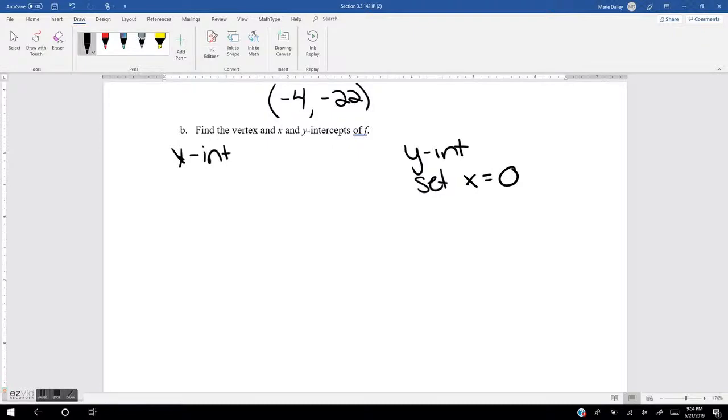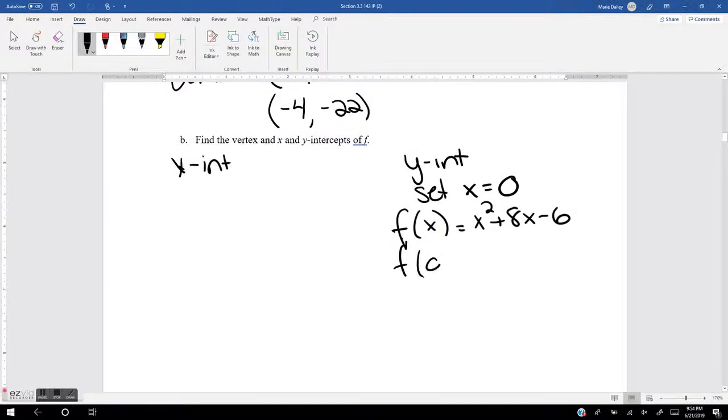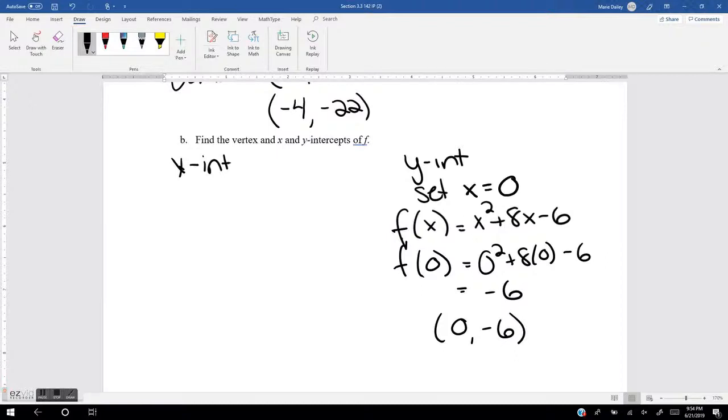solve for y. Now, my personal preference is I like to go ahead and use the original expression, the original function, x² + 8x - 6, to find my y-intercept. So that's going to be f(0), which will then be 0² + 8(0) - 6, which is -6. So my y-intercept then is (0, -6). Now, in case you forgot, you can pause this video and, like in class, go back and look over things if you do have a question.